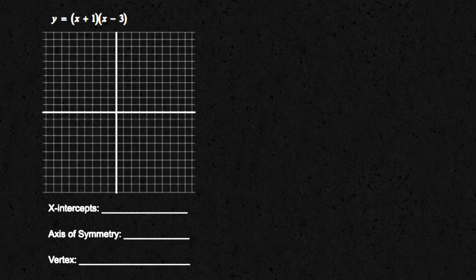Our first example is y equals x plus 1 times x minus 3. And like I said before, the first thing we're going to find is the x-intercepts. Remember, those are just the points where the graph will cross the x-axis.